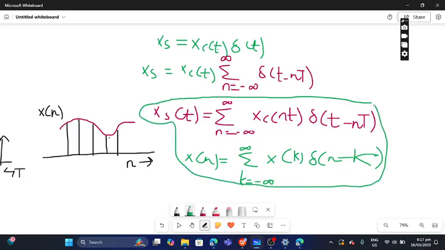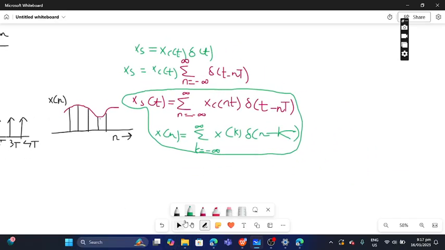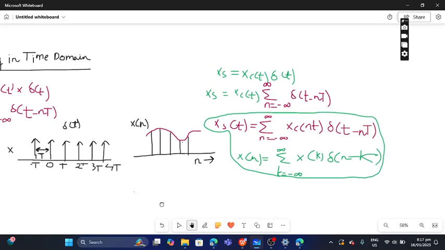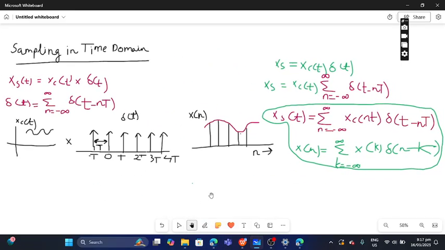I suggest you do these types of questions, as in the paper you can get asked sampling in time. When this was x_s of t, x_c of t times delta of t, where delta of t was delta of t minus nT, x_c was this signal, this was our x_c of t signal, and this was a delta of t. You multiplied, you get these types of figure.